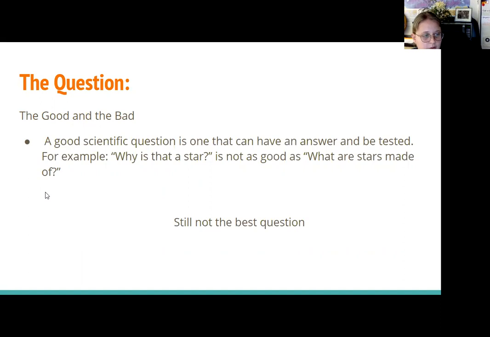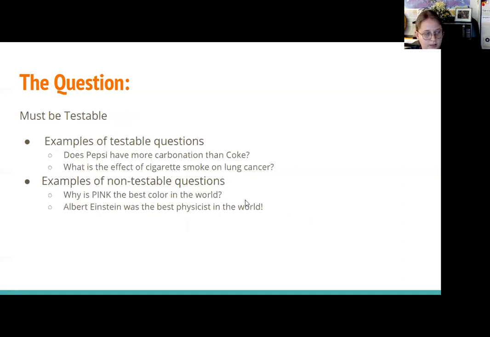So a good scientific question is one that can have an answer and be tested. So we need to make sure that it is something that can be answered using an experiment. So why is that a star? Is not exactly testable. But what are stars made of? That's definitely a better question. That's something we might be able to get an answer to.